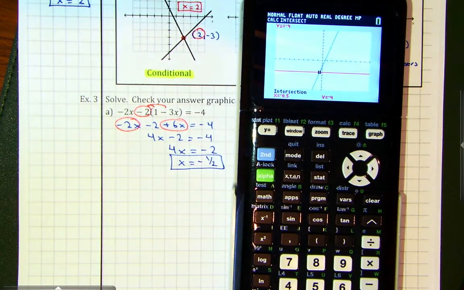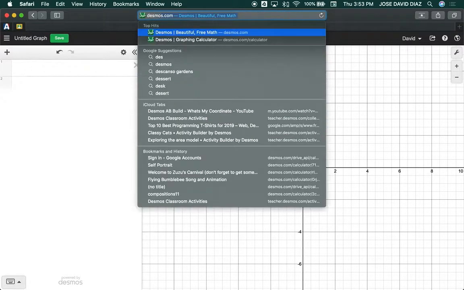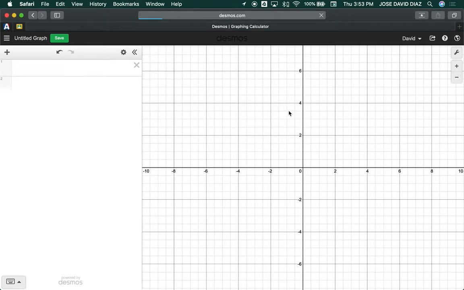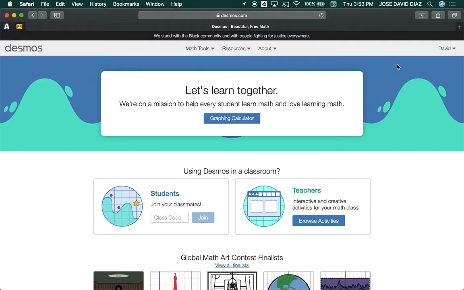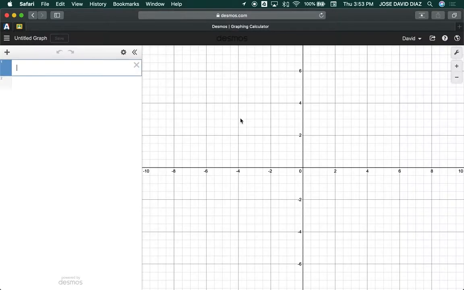Now, most of the time I'll be using Desmos because it's a little faster to use. So if you go into desmos.com, now you can sign in. I'm not going to graphing calculator. You can sign in, so that way you are able to save some of the graphs that we're going to be working with. And I'm going to type in y equals.